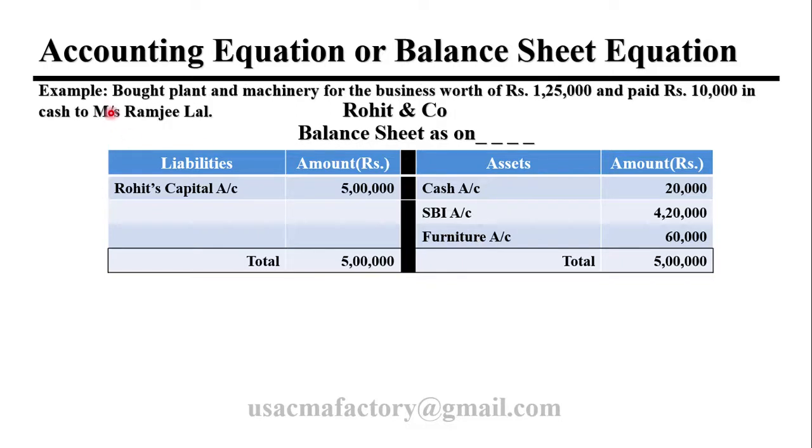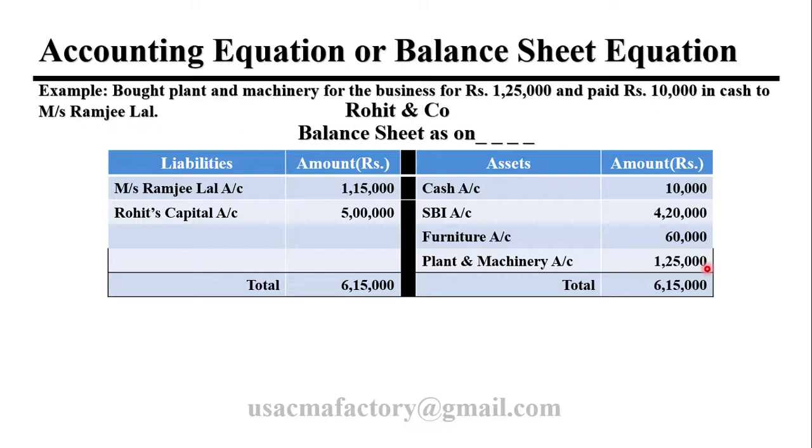Next transaction. Bought plant and machinery for the business worth rupees 1,25,000 and paid 10,000 in cash to Messrs. Ramjilal. The value of plant and machinery is 1,25,000, but cash paid only 10,000. That means there is a balance of 1,15,000. This 1,15,000 will become a new liability, a new asset will come here, and the cash account will be reduced by 10,000.